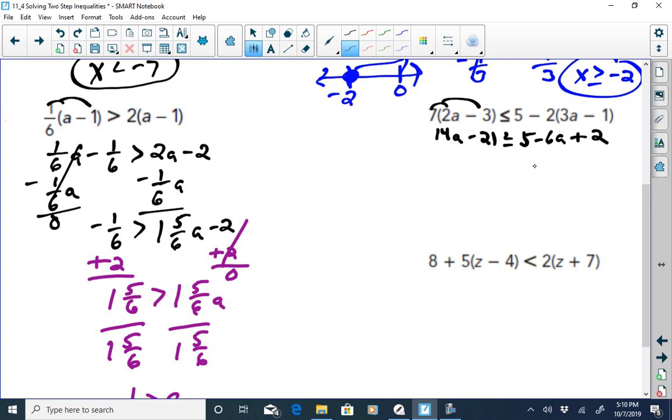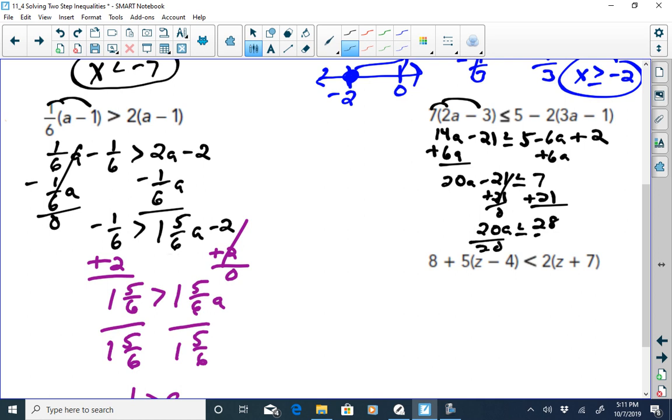Next step. Let's put my 5 and 2 together, but I'm going to first remove the variable with the smaller coefficient. So that's going to be to add 6a. Add 6a. That's going to give me 20a minus 21 is less than or equal to positive 5, positive 2, that's 7. To get a by itself, we're going to add 21, add 21, right, that's 0. So now we're left with 20a is going to be less than or equal to 28.